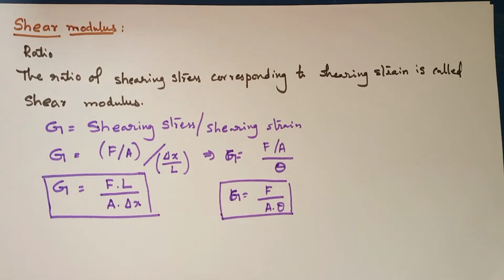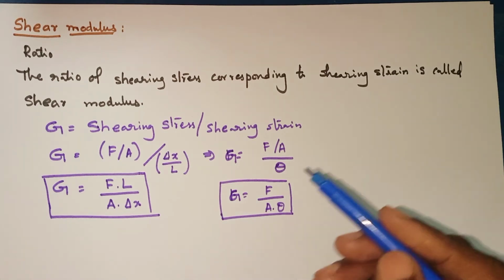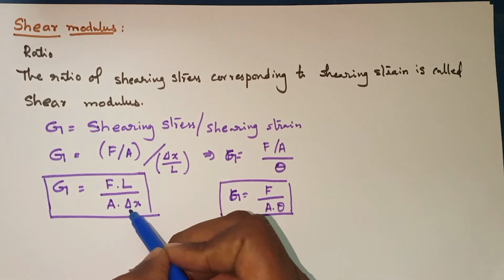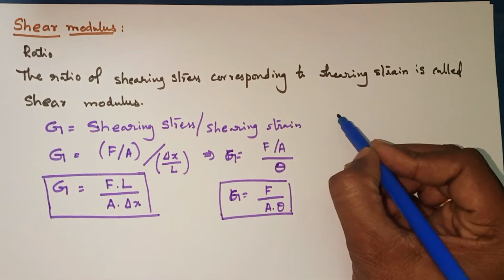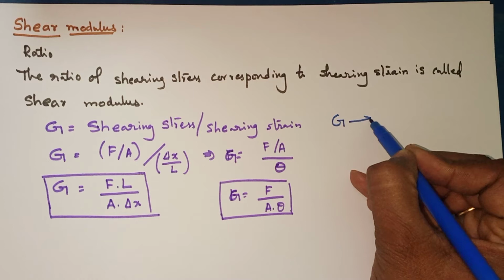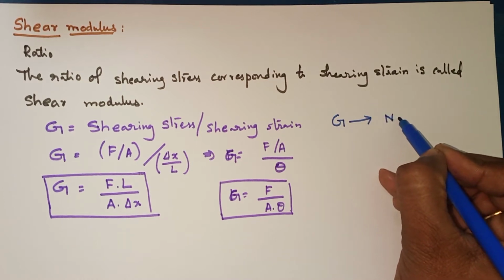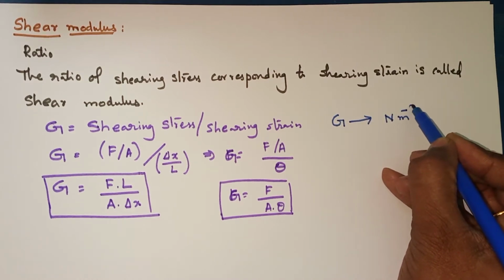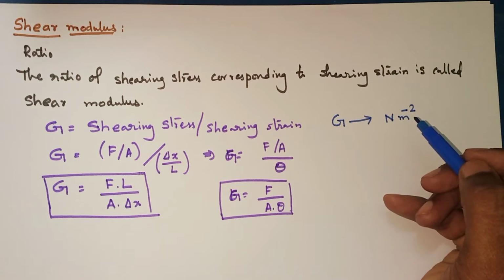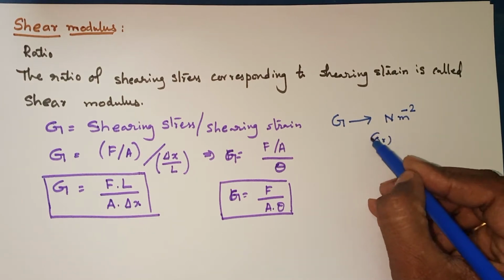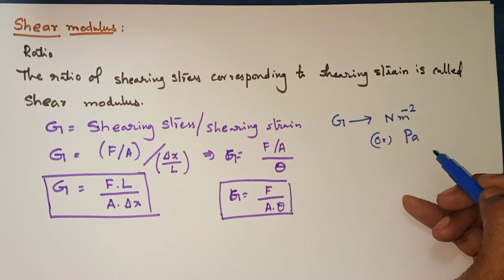What are the units for shear modulus? The same as Young's modulus, because theta does not have units here. Shear modulus is represented in Newton per meter square, or equivalent units of pressure.